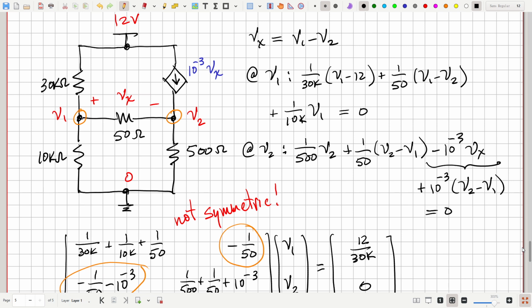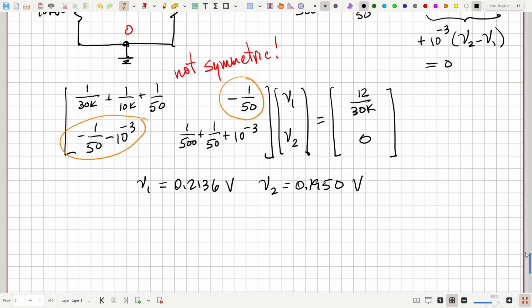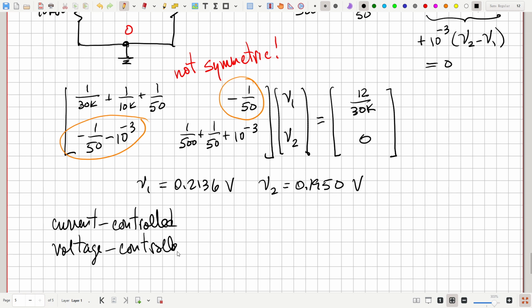Okay, so after that, now we've just looked at the two types of controlled current sources, current controlled and voltage controlled. Then we would have current controlled and voltage controlled voltage sources.